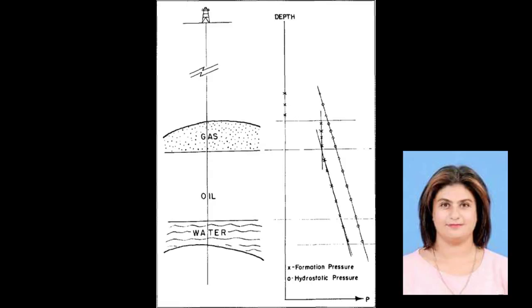The formation pressure recorded by the tool is indicated by an X, while the hydrostatic mud column pressure is indicated by an O. The degree of overbalance is clearly visible from the schematic. The fluid gradients are also detectable, and the gas column is readily distinguished from the oil, which is also distinguished from the water. The location of the gas-oil and oil-water contacts can also be determined from the formation pressure profile.